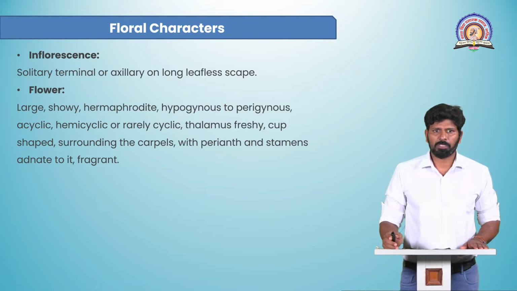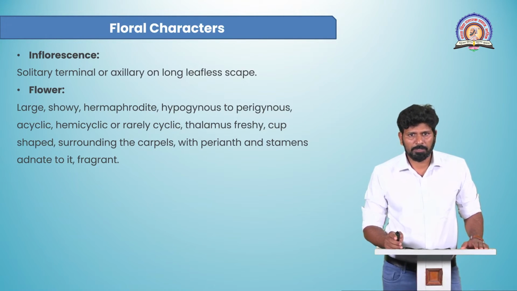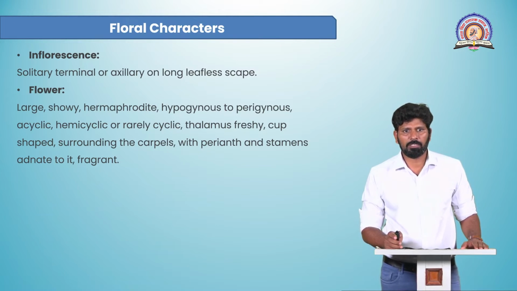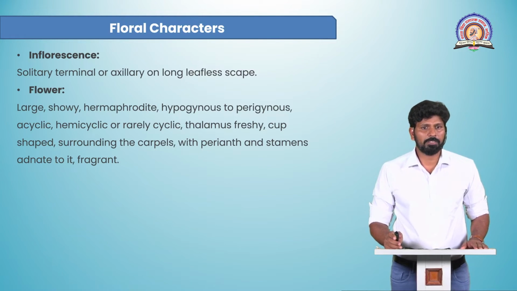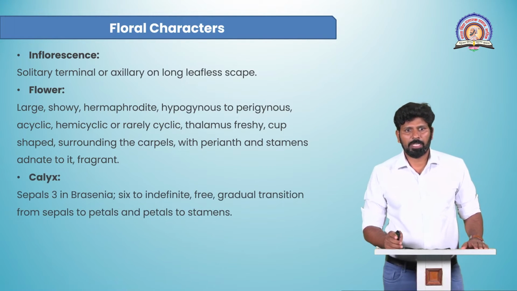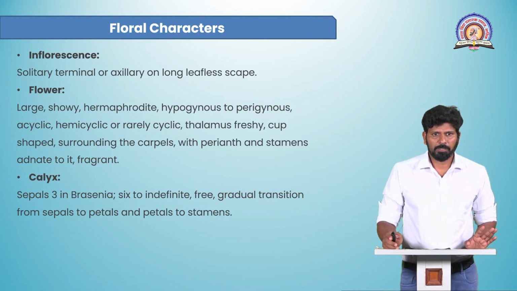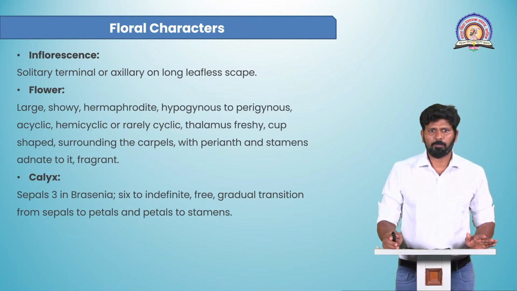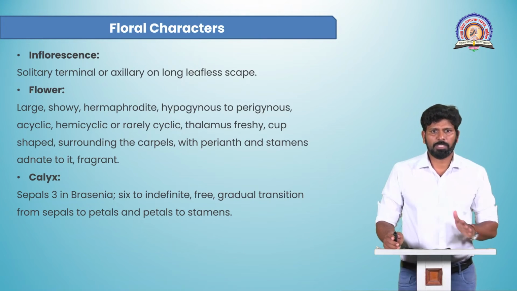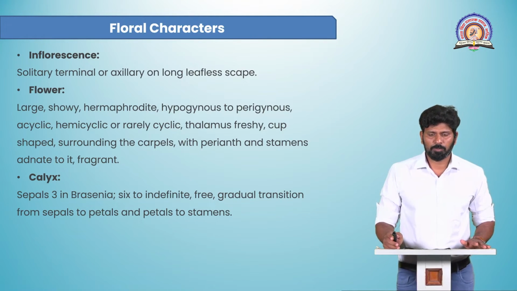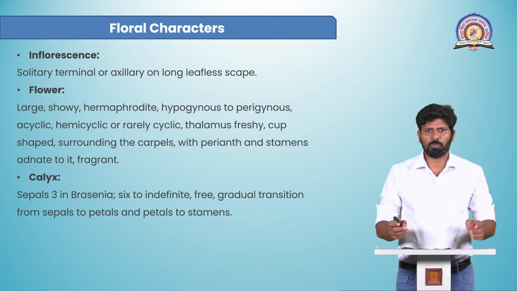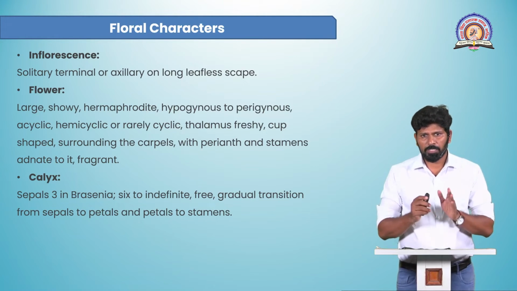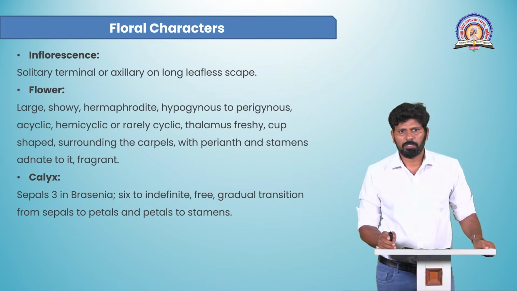Thalamus is fleshy, cup shaped, surrounding the carpels, with the perianth and stamens adnate to it, and again the flower is fragrant. Then calyx. So sepals are 3 in Brasenia. In Brasenia, sepals are 3, but in some other examples, sepals are 6 to indefinite, many. Then these are free, because the sepals are not attached to each other. The sepals are separate from one another, and hence they are free.